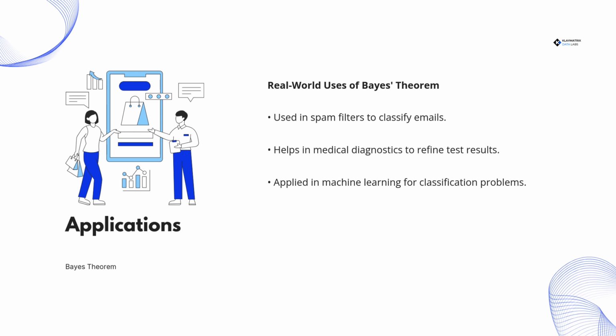Bayes' theorem is everywhere. It's used in spam filters to detect unwanted emails, in medical diagnostics to refine test results, and in AI for classification tasks. Its power lies in continuously updating probabilities as new information comes in.